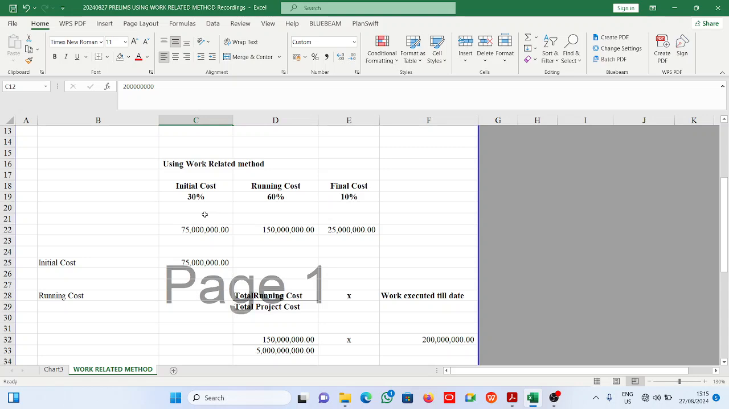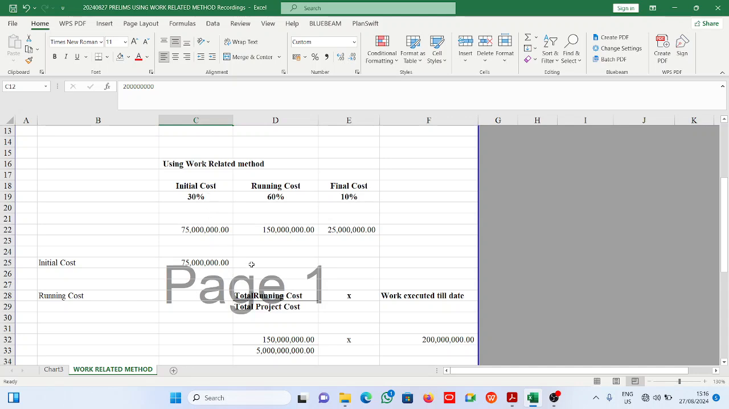These are running costs. And of course, the final cost, where you want to demobilize, you want to take your batching plant out of the site, you want to remove your scaffolding out of the site. Now if the site office is a temporary one, you want to demolish it and take it out of site also.